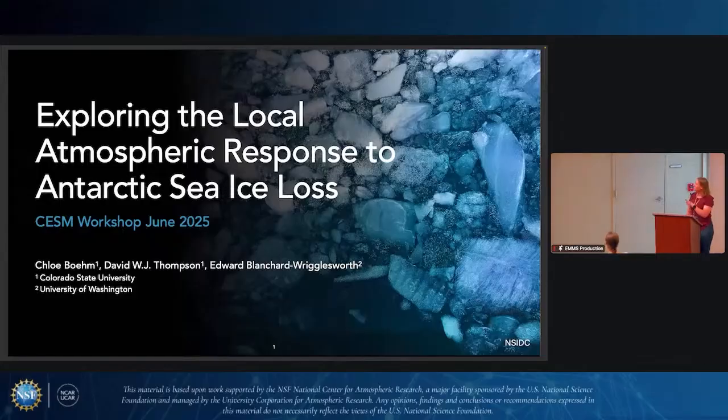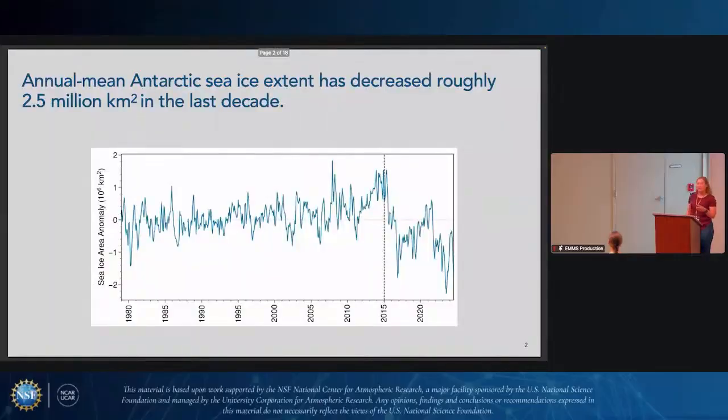So I'm sure all of you are very aware of this time series, which is of Antarctic sea ice across the observational period, where prior to 2015, there was a slight positive trend, and then since then, in the last decade, there's been really rapid change and lots of variability.